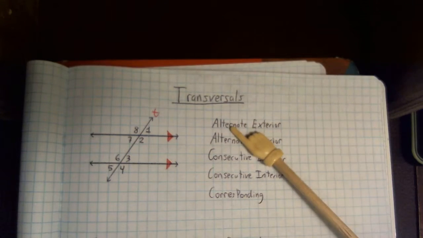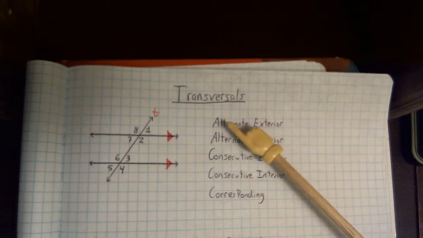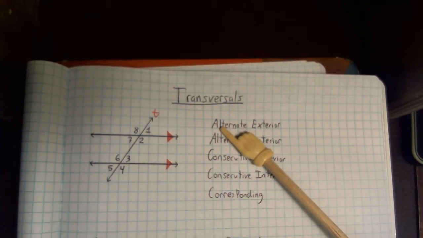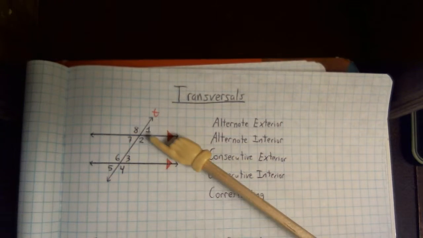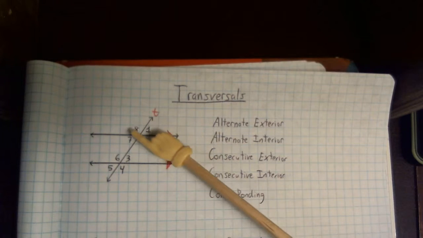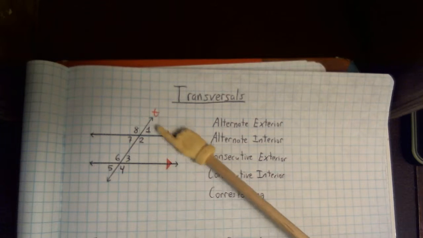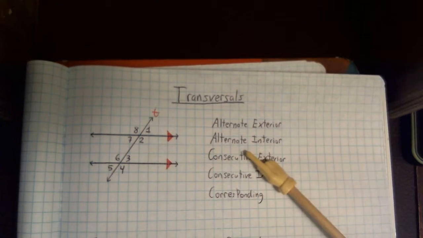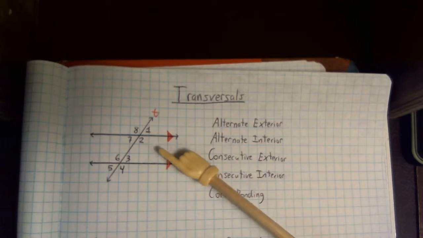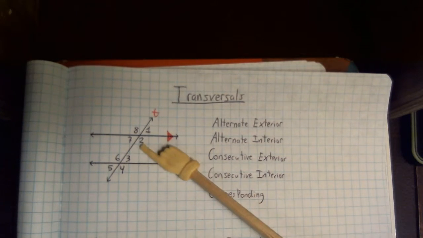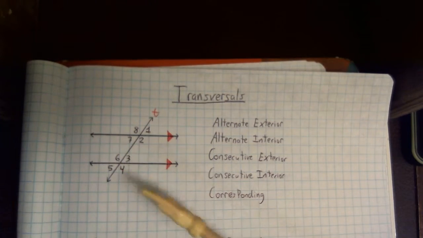But then we see words like alternate and consecutive. Alternate has to do with the transversal itself. Alternate means that they're on opposite sides of that transversal. So if we're talking about an angle on this side compared to an angle on the other side, they would be alternates. Consecutive has to do with being on the same side of the transversal. So we would want to be looking at angles that match up on this side, or angles that are lining up all on this side.